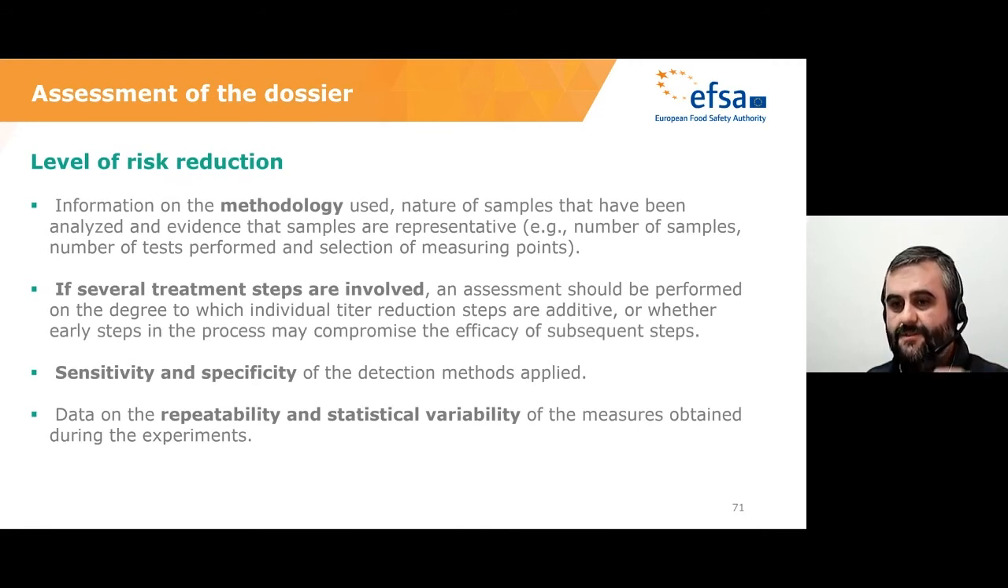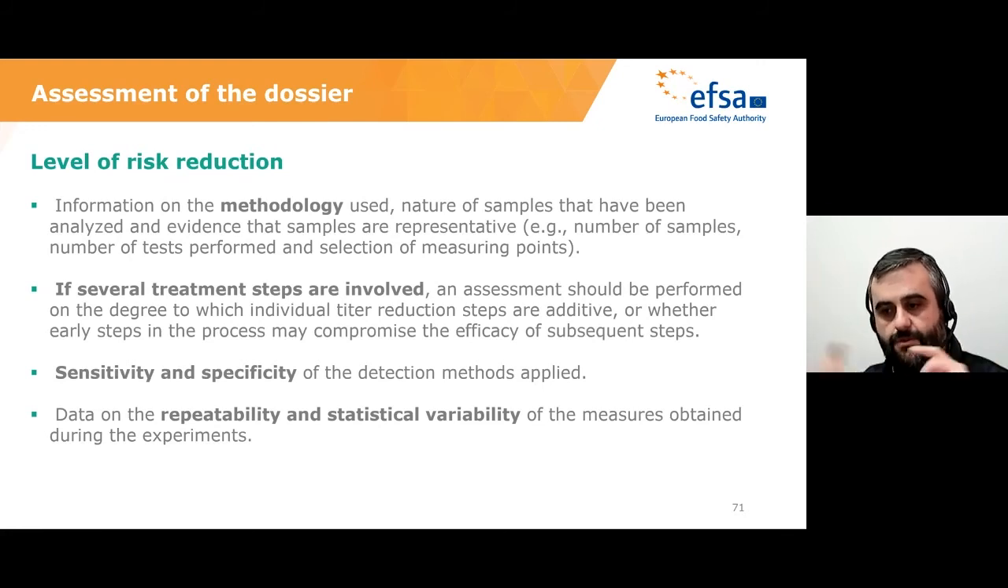So let's imagine that the first step is proof that a 2 log reduction is achieved, in the second a 1 log reduction, and in the third step a 2 log reduction. So 2 + 1 + 2 would be a 5 log reduction. But if there is no clear proof that there is actually an additive effect, we won't take that for granted, because it could happen that early steps in the process may compromise the effect of later stages on the process.